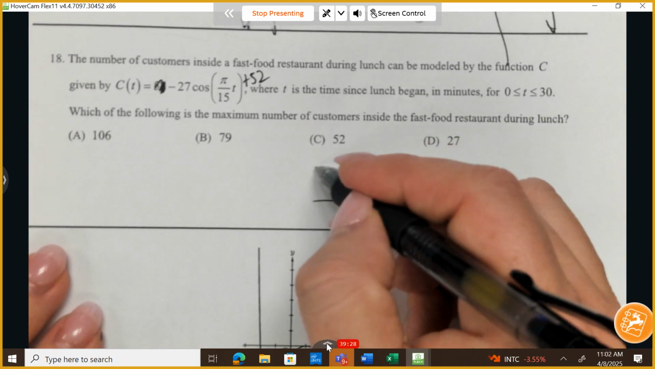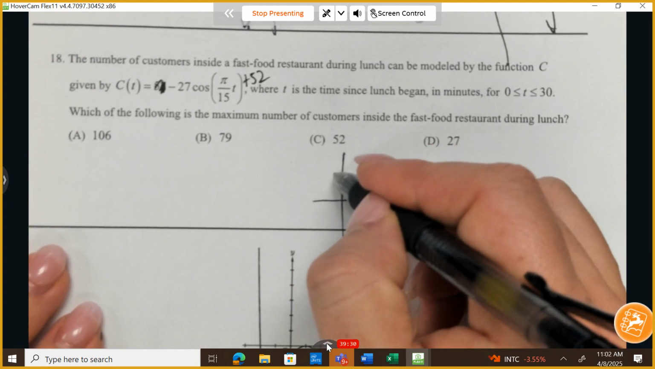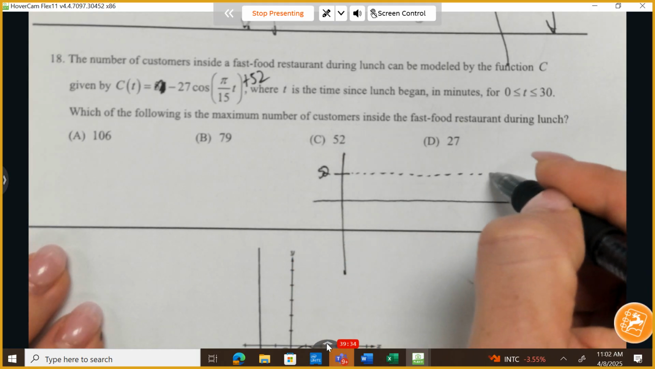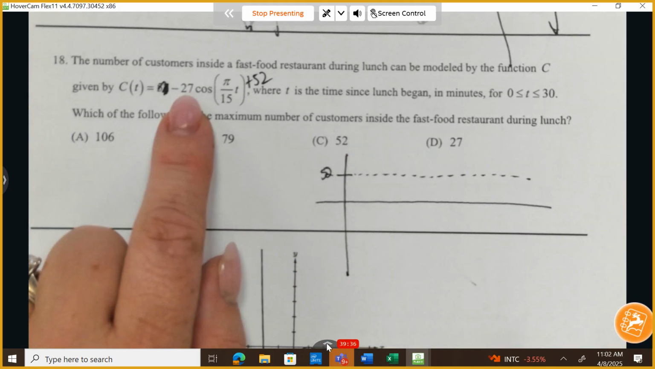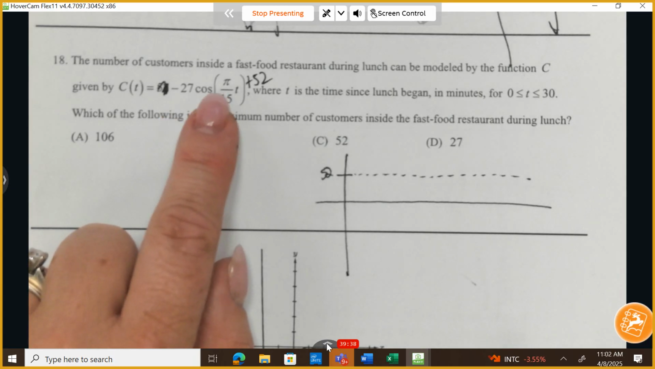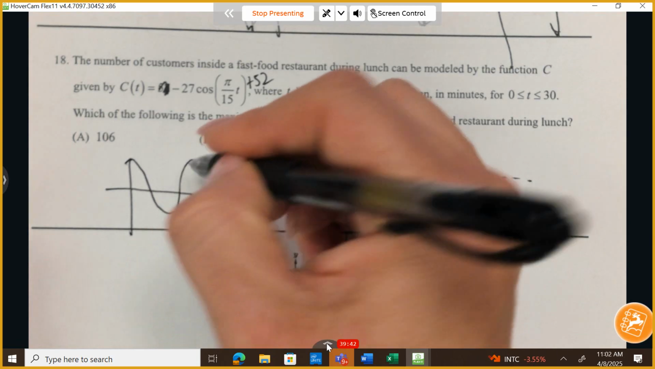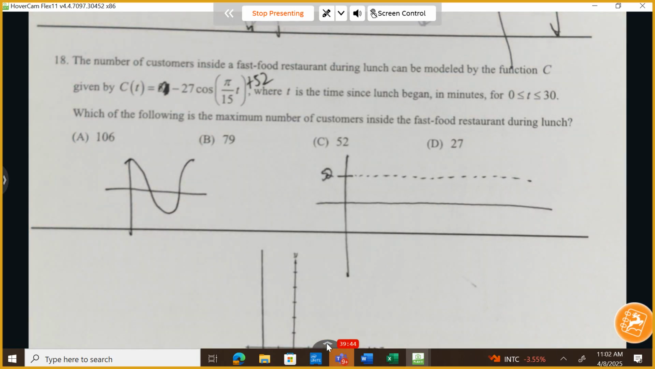So I'm just going to do a rough graph. So here's what I have. I shift everything up 52. This is going to be my new x-axis. This tells me that I have a normal cosine function. By the way, remember, cosine functions look like this, right? You guys know that? Cosine functions look like this.